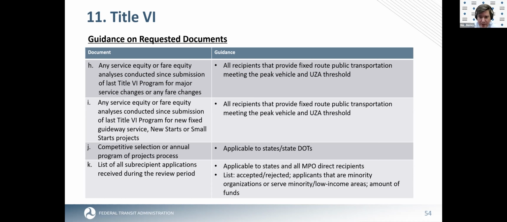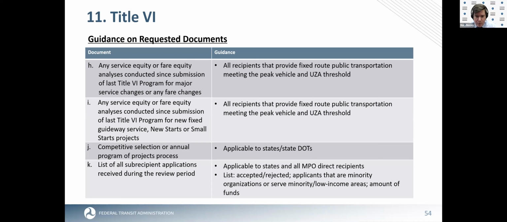In addition, same thing, if you have any new fixed guideway service, any new starts or small starts projects and you're above that threshold, then you should have those equity analyses to provide to your reviewer. J is only applicable to states and state DOTs, so we're just going to skip over that one.